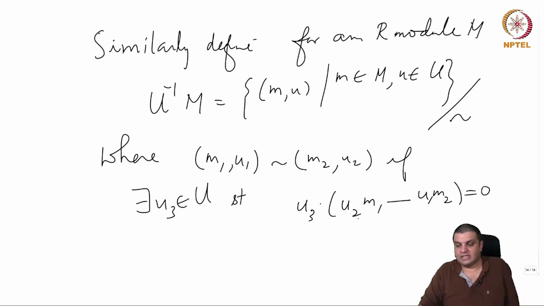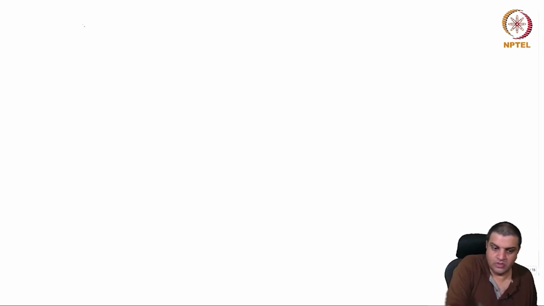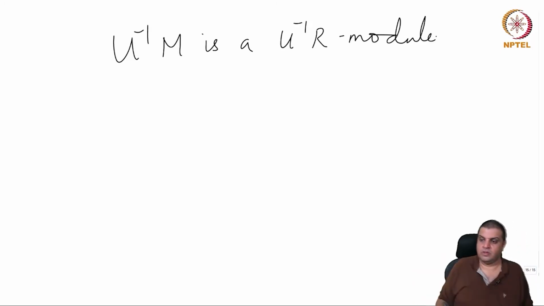So again, it says that two fractions are the same, and we check this by cross multiplying the denominators. That's the idea behind this, to make it work in all generality, not just with rational numbers or Q. One needs to also put this inside here. Okay, so U inverse M is a U inverse R module.